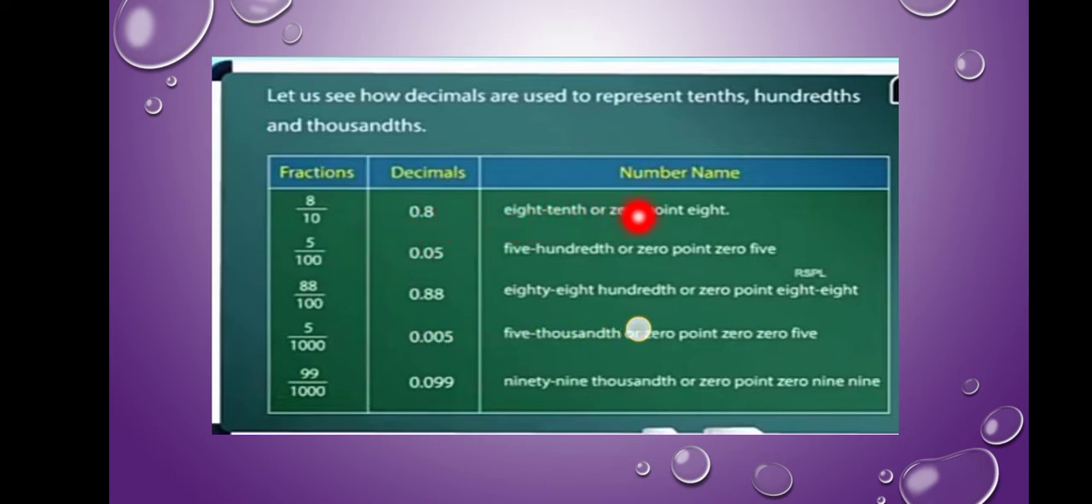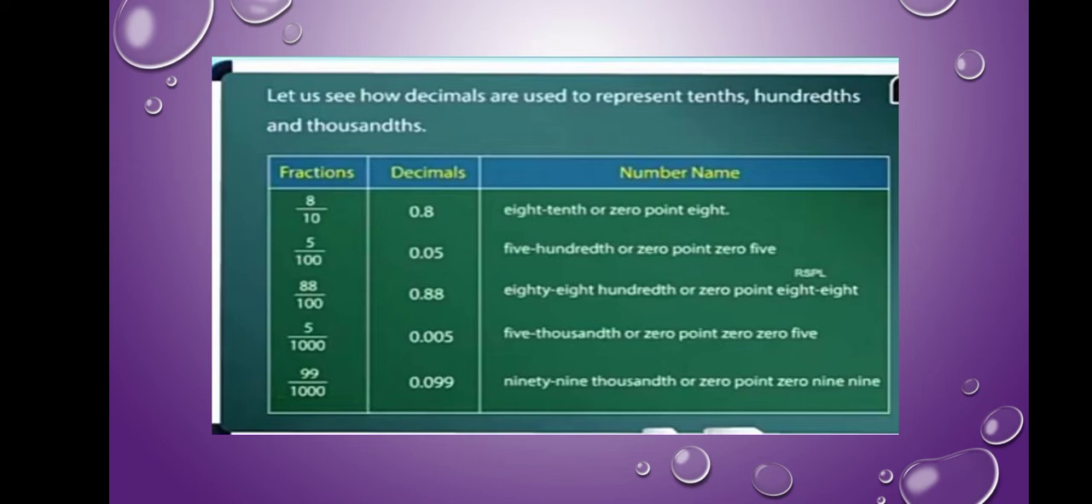Same way 5 by 100 is written as 0.05. 5/100th we can say, or 0.05. 88 by 100 is 0.88 in decimal form. We can say the number name 88/100th or 0.88. 5 by 1000, this given fraction we can write in the form of decimal, that is 0.005. 5/1000th or 0.005.